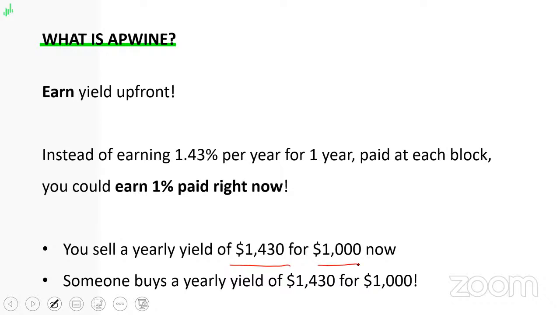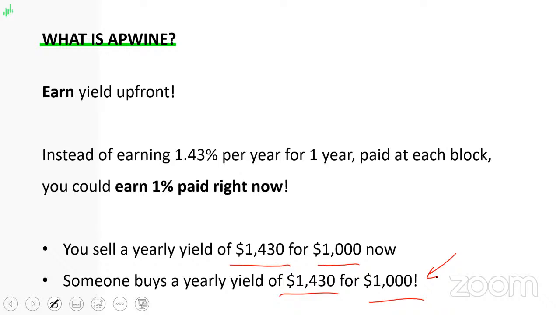And why? I mean, who do you sell to? You will sell to someone who doesn't need the money right now. So basically, it's someone who has $1,000, but they don't know what to do with it. So they said, okay, I will buy something that will make me win $1,400 per year, and I will buy this for $1,000. So basically, there is someone who wants money right now, and there is someone who would like to make their money work for a year. So APWine is also a marketplace where you have someone who wants immediate cash and someone who wants yield.